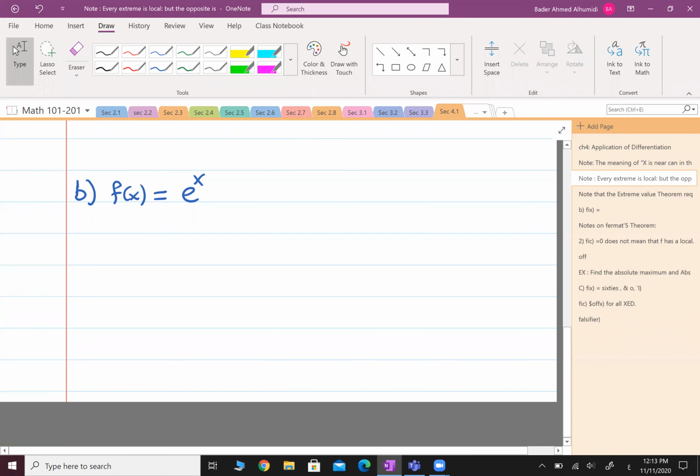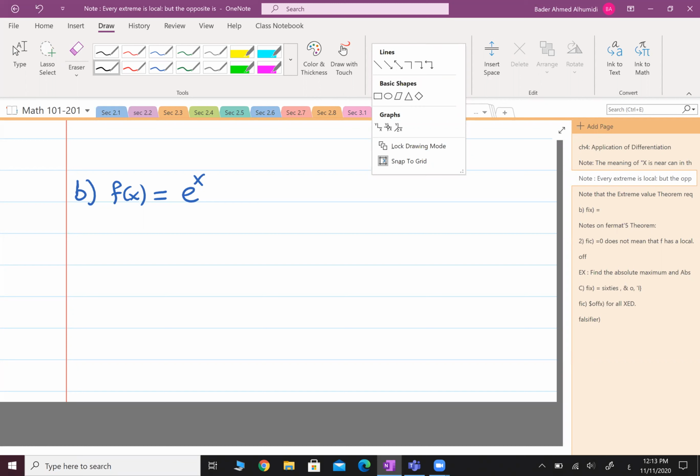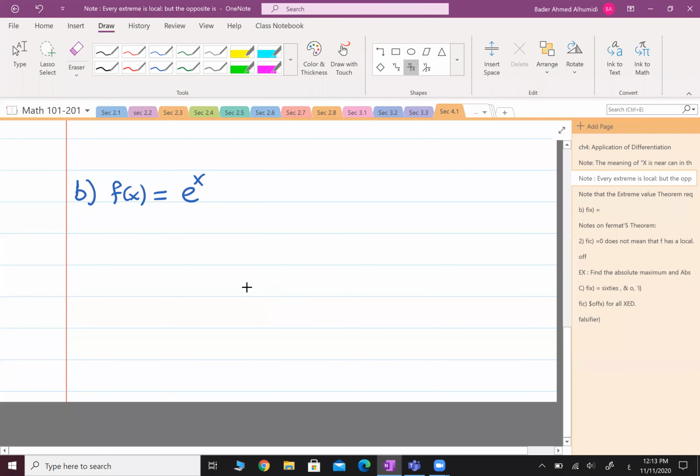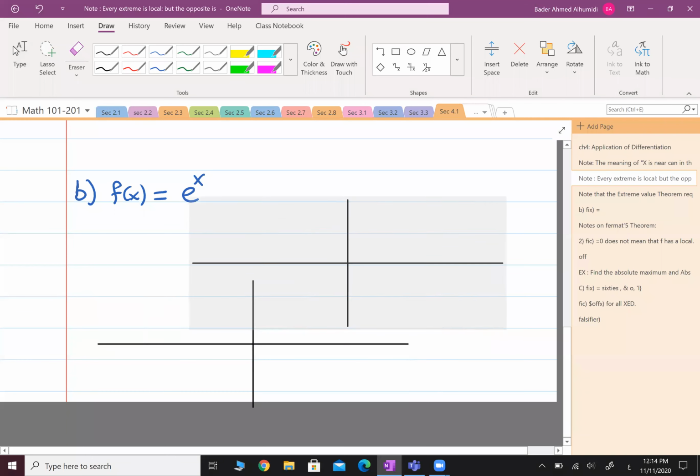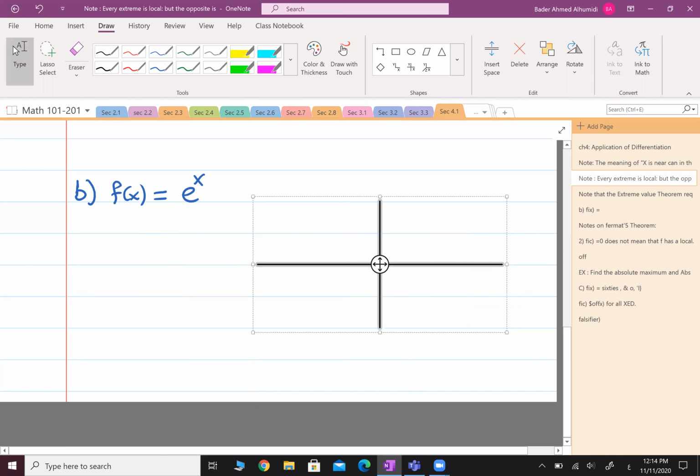Okay, let us come to e to the power x. Do we have any local values or extreme values of this, what we call the exponential function? Okay, let's try to sketch the graph of this function here. The exponential function, you know the exponential function. This is the first lesson you studied before coronavirus in Math 002. We have an exponential function here, which is increasing like this. y equal to e to the power x.